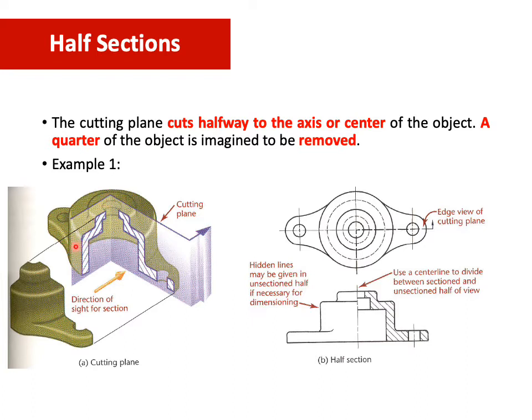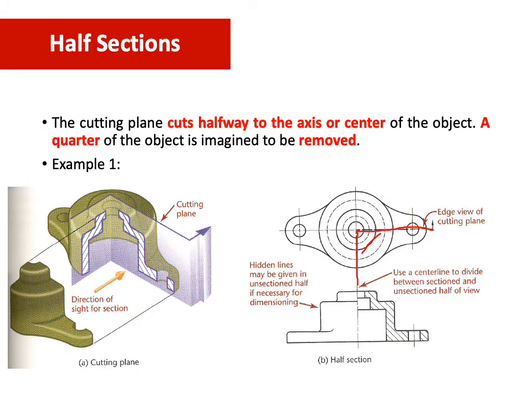So imagine this part is going to be removed, showing the object like this. You cut a quarter here. So this would be your direction of sight for the section. If you can't see it clearly, this part is being removed.